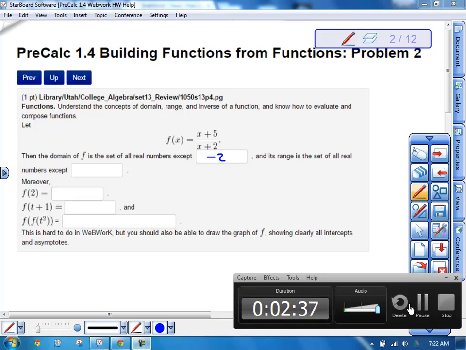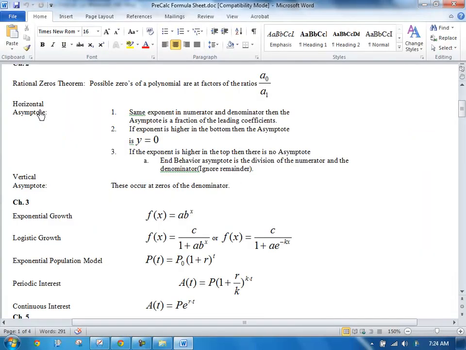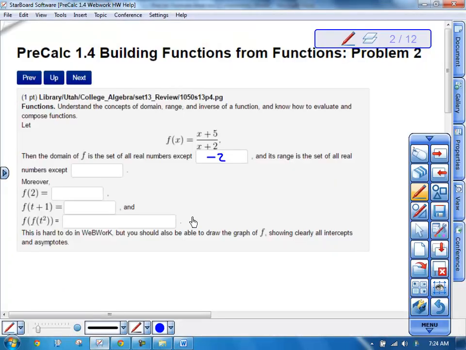Now on your formula sheet, it says that horizontal asymptotes occur at these three things, which is what you need to know. The first one says if the exponent is the same in the numerator and the denominator, then the asymptote is the fraction of the leading coefficients. So for us, we do have the same exponent in the numerator and denominator. So our y equals 1, which is the fraction of the leading coefficients, 1 over 1. That's our horizontal asymptote. So 1 is an issue. Basically, if you graph this thing, you see at 1 it's got a horizontal asymptote, so that number's the only number not in our range.